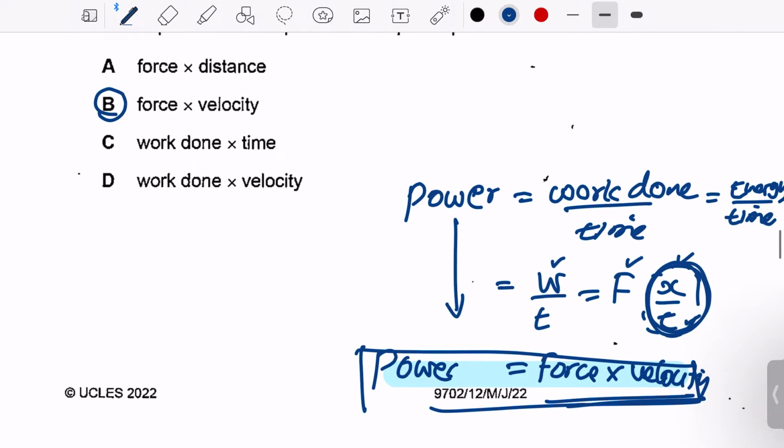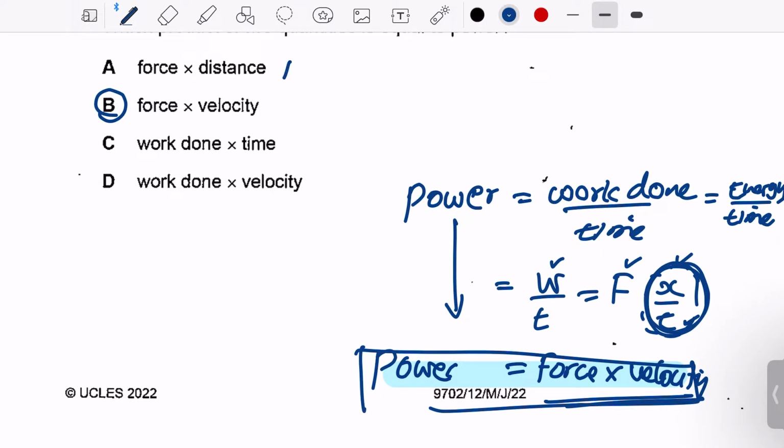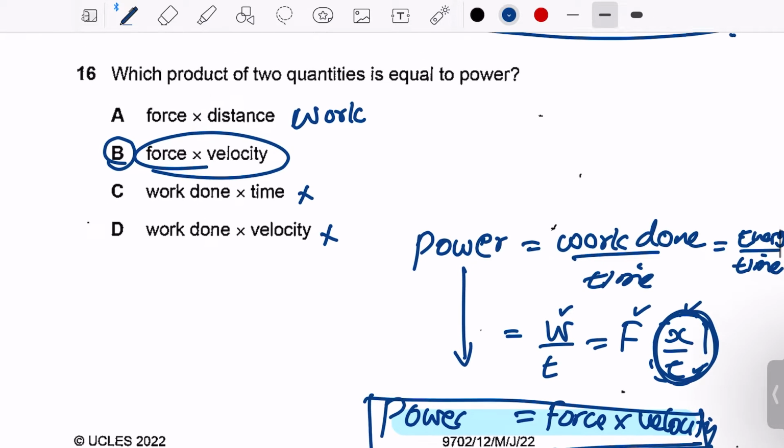If you look at any other option, force times distance is work. That's not good. Work done times time makes no sense. Work divided by time has a meaning, that's power. Work times time makes no sense. Work done times velocity makes no sense. So this is the answer.